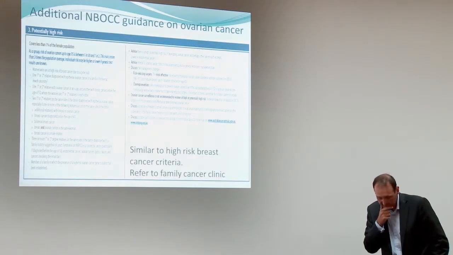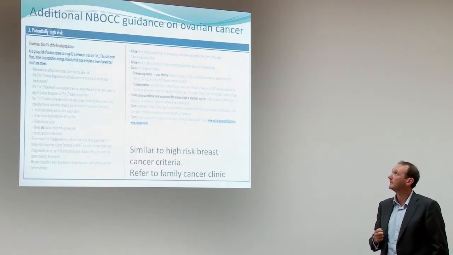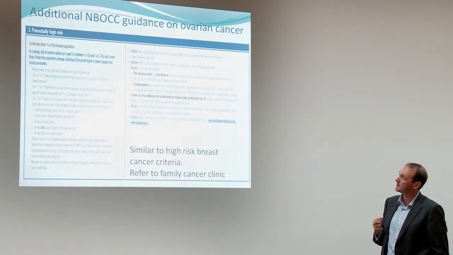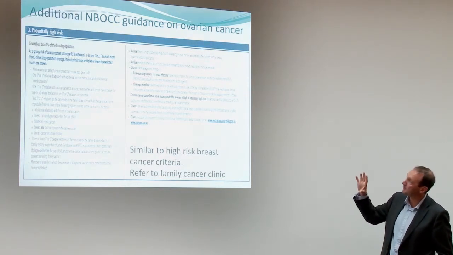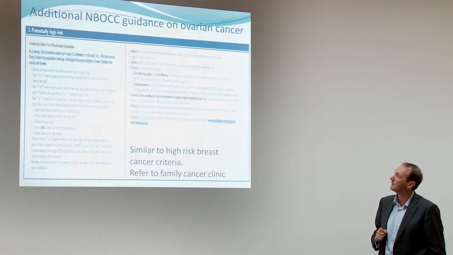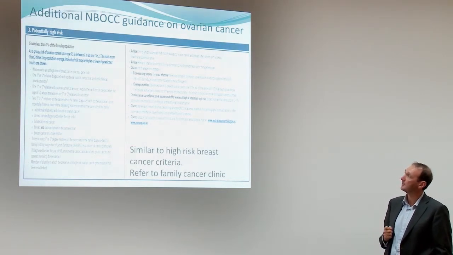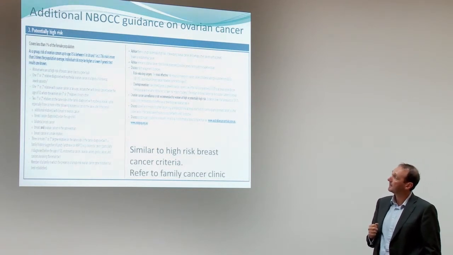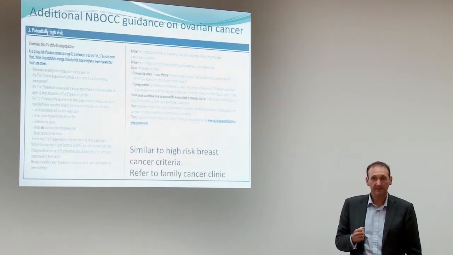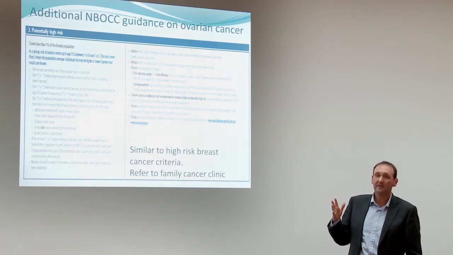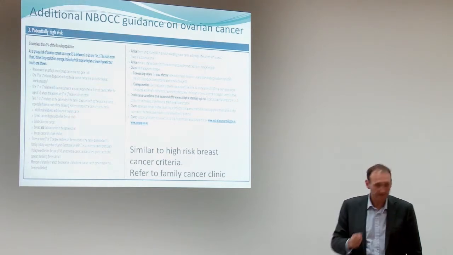Just to flag that the National Breast and Ovarian Cancer Clinical Guidance, which is now under the auspices of Cancer Australia, actually have slightly more detailed management guidance around people at potentially high risk of ovarian cancer. But they essentially have very similar high-risk criteria, and really the bottom line message is if they meet the high-risk criteria, then the family cancer clinic is the place to refer them.